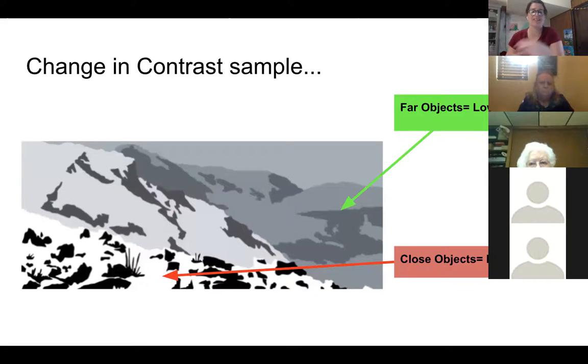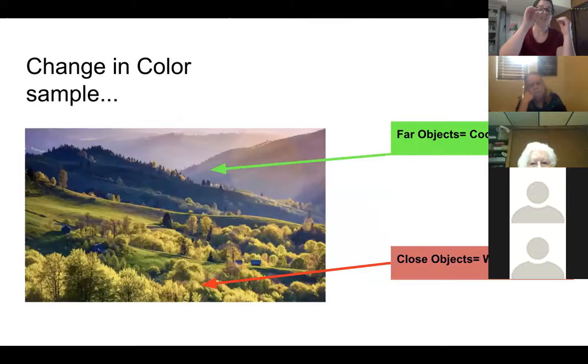So close objects tend to have higher contrast, versus farther away objects have lower contrast, because again, they're starting to blend into the sky. And then changing color sample. Typically speaking, closer objects tend to be warmer and further away objects tend to be cooler.